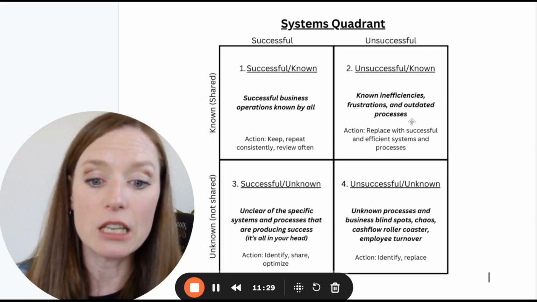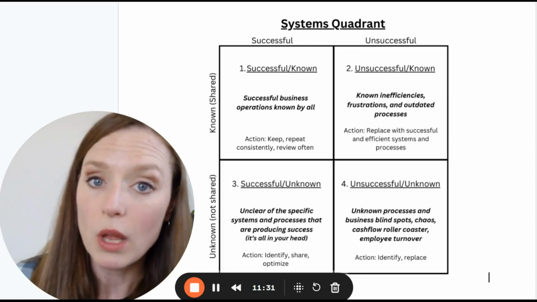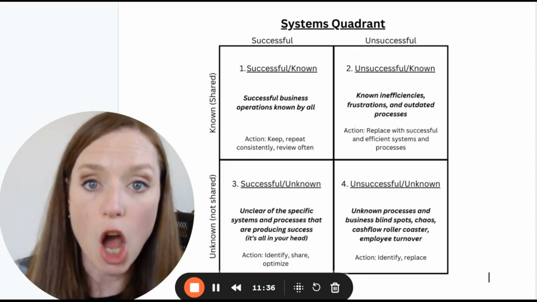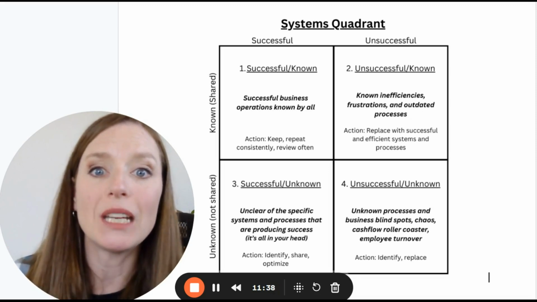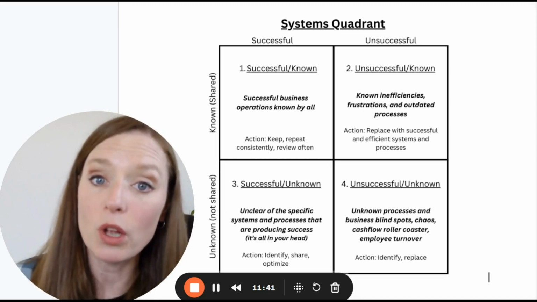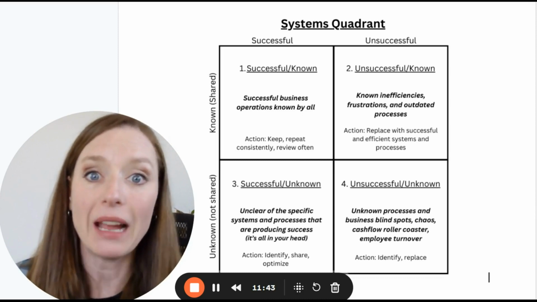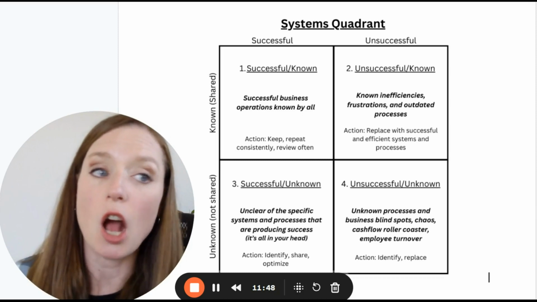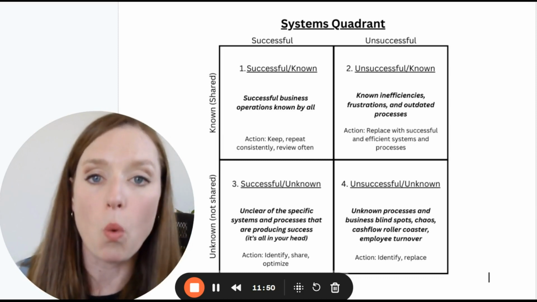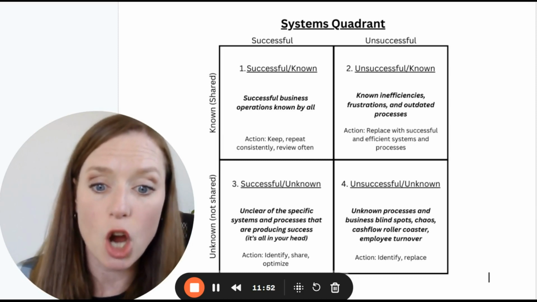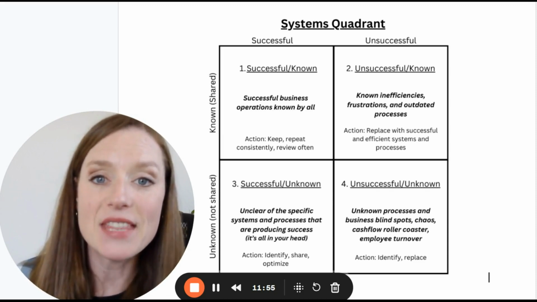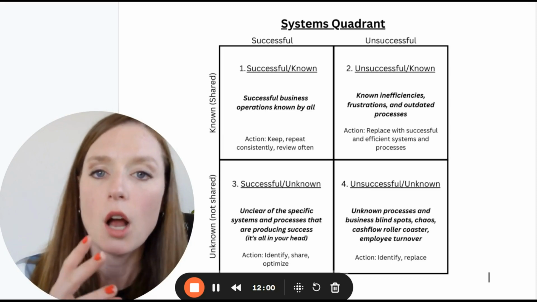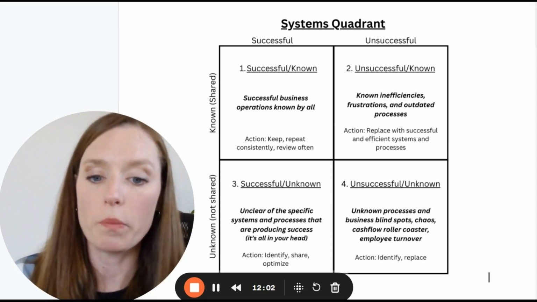Now, next is your unsuccessful but known. This is where you really need to identify the exact process that's not working, and then you need to replace it with something that will work. And this is what I work on with a lot of my clients, understanding, okay, what is that process? Really identifying not the symptoms of these processes, but the root of the process that's causing all of this chaos, and then replacing that process with more efficient and more productive systems for your business.